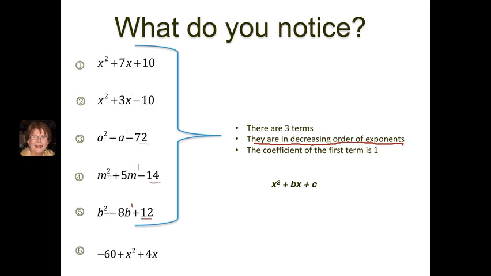Now, the other thing that's common in all five expressions, there is no number in front of the variable squared. It's understood that there is a 1. We say that these expressions are written in the form x squared plus bx plus c. We'll look at this one later on in this voice thread.